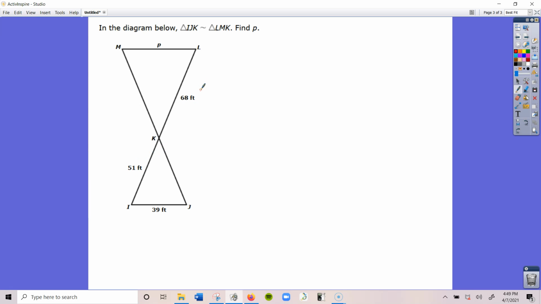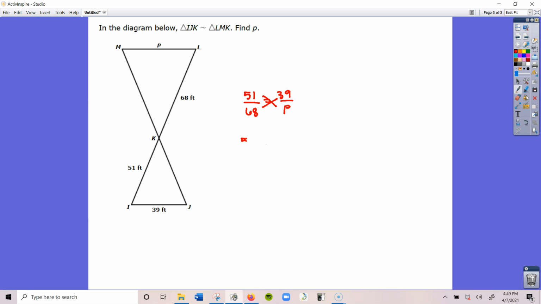So this corresponds with this. So I'm going from small to big. So I would write 51 over 68. And that has to equal to the ratio of these two sides. Since I went small to big, I got to go small to big. So 39 over P. If you're trying to solve for P, what we do is we cross multiply.